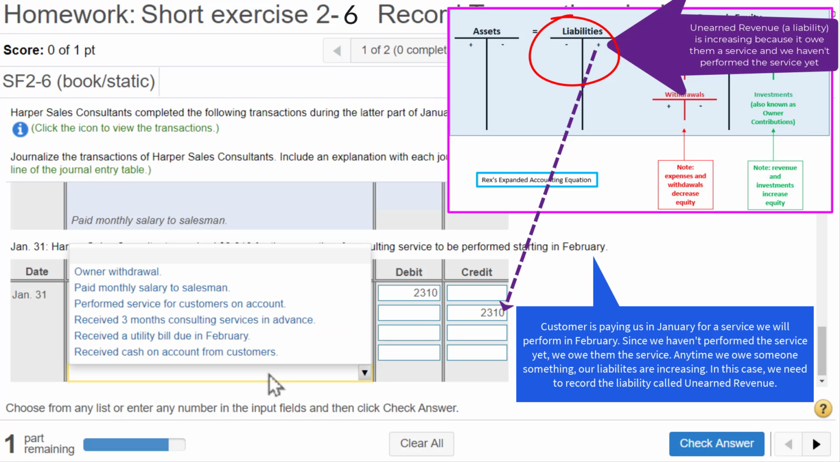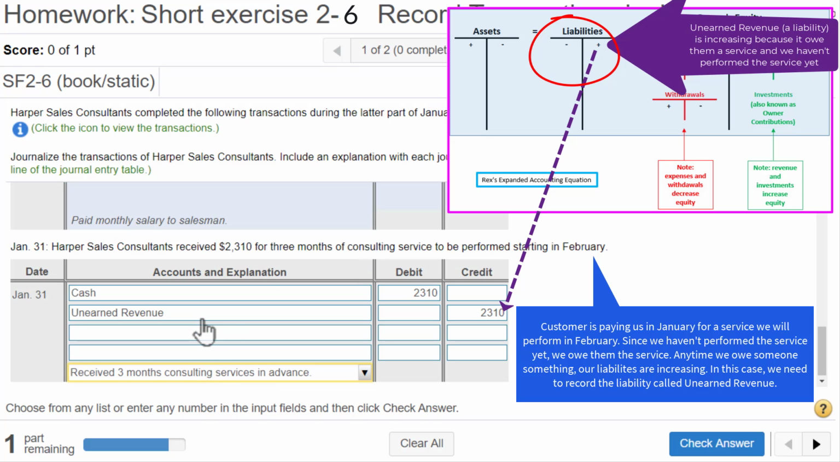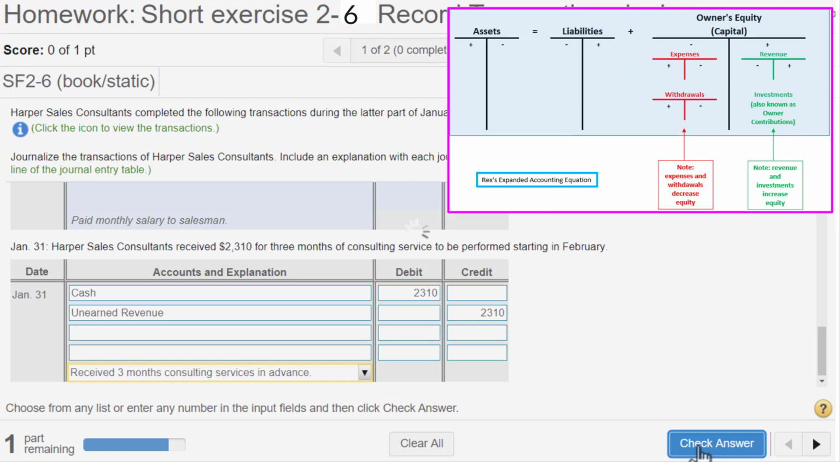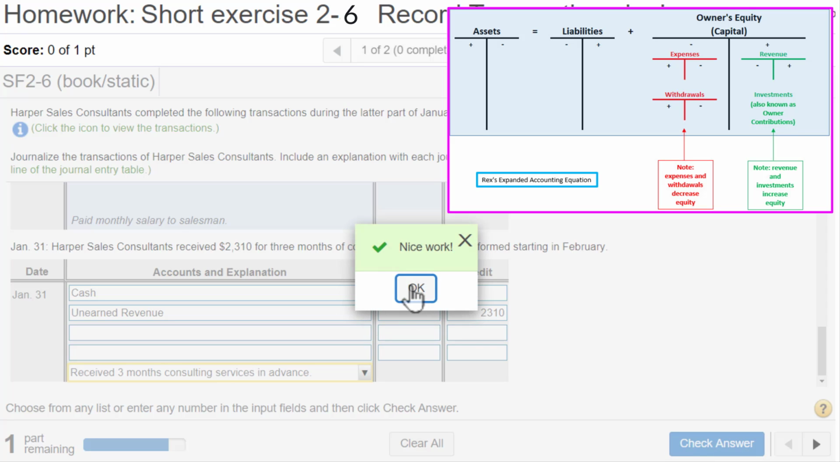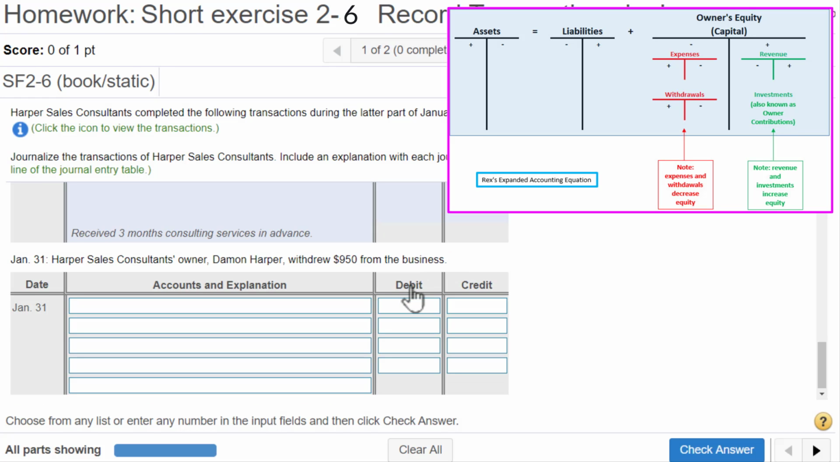And then the explanation is received 3 months consulting services in advance. So remember, if you ever get paid for something, and you have not given them the product or service yet, that is a liability, and that's called unearned revenue.